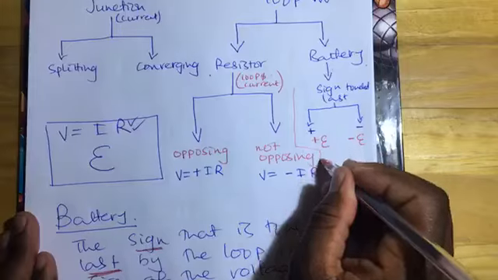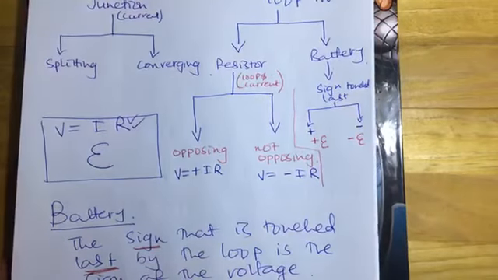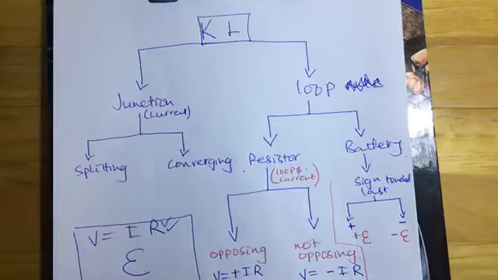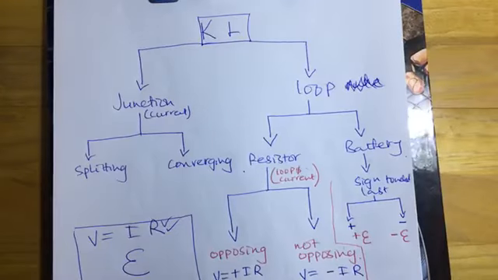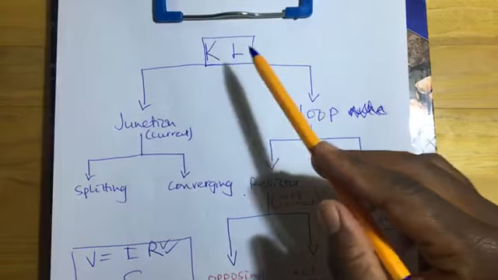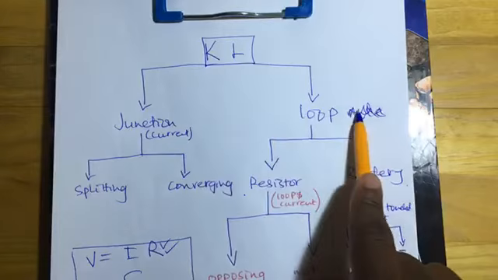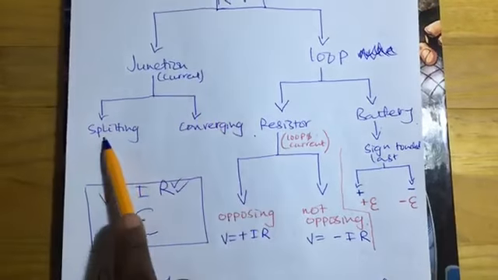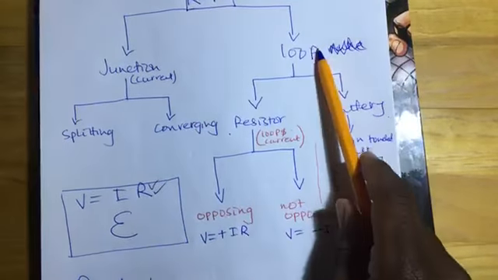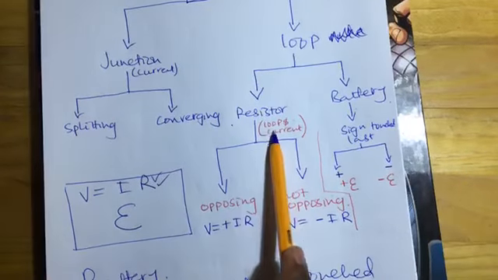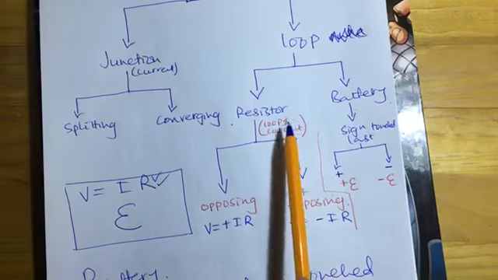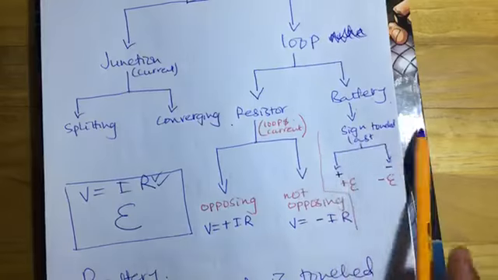So let me just separate these two things. So this is basically a summary of everything that you guys are supposed to know under Kirchhoff's laws. And if you don't know everything that I've talked about here, we can't handle a question. You get? So, Kirchhoff's laws, junction rule, loop rule. Okay, junction either splits or converges. Across a loop, we either have a resistor or a battery. For resistors, we look at the loop and the current. For batteries, we look at the sign that is touched last.